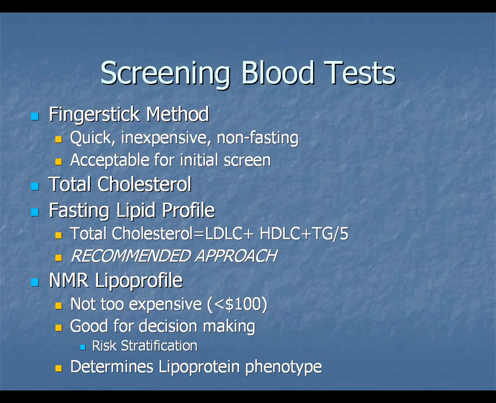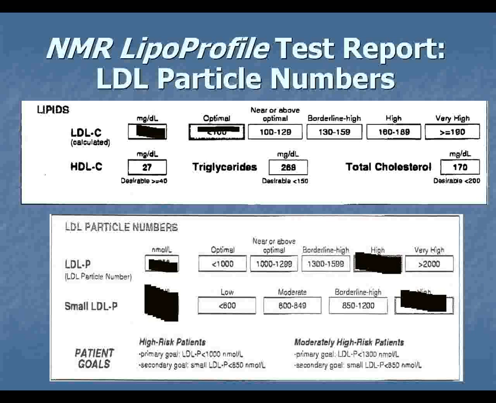NMR lipo profile, some of you may be familiar with this study, is a study that we frequently use in our clinic. It's really not all that expensive anymore. It used to be very expensive, but what it does is break down the lipoprotein phenotype, and we're going to discuss further that pattern B LDL phenotype that I briefly mentioned earlier. What this does is stratify the risk of these patients and helps you make decisions as to if you need to be aggressive in their treatment or not. It's an excellent test, and it really opens your eyes to what lipid abnormalities could be out there.